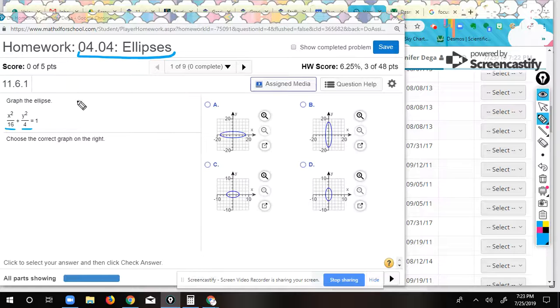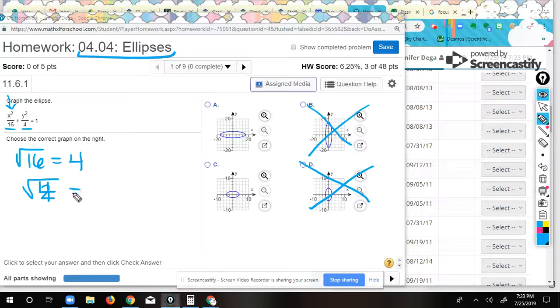Okay? So right now I'm seeing the x squared has a bigger value underneath. That means it's going to be longer on the x-axis. So we definitely don't want graphs where it's longer on the y-axis. So it's either going to be A or C. The square root of x squared there, of 16, is 4. And the square root of y is going to be 2.